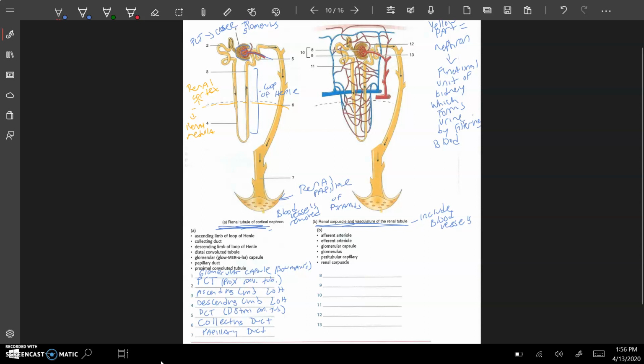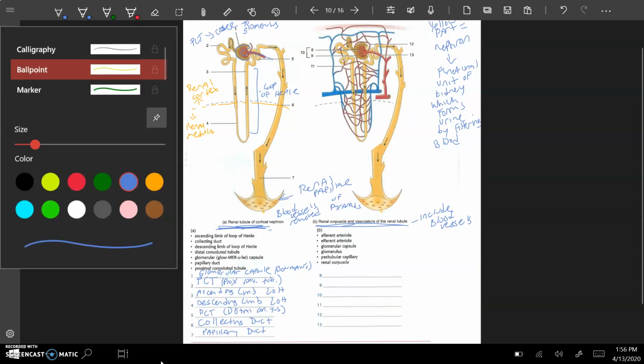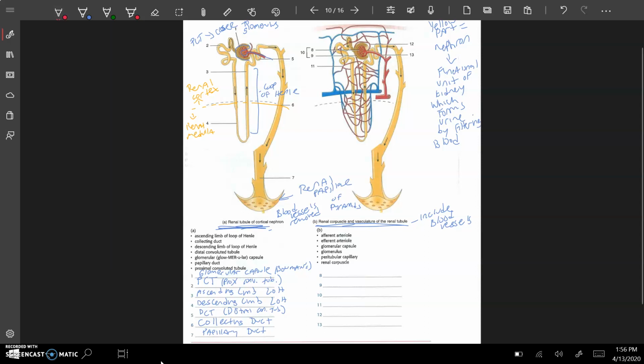All right, now here's the tricky part. We have to add in all of the structures that we see on this side. So number 8 is going to be something that we didn't label over here. That's going to be the blood in the center, and the blood in the center is where the filtration occurs. Any blood that comes in here is going to get filtered, and this is called the glomerulus. This is a tuft of capillaries.